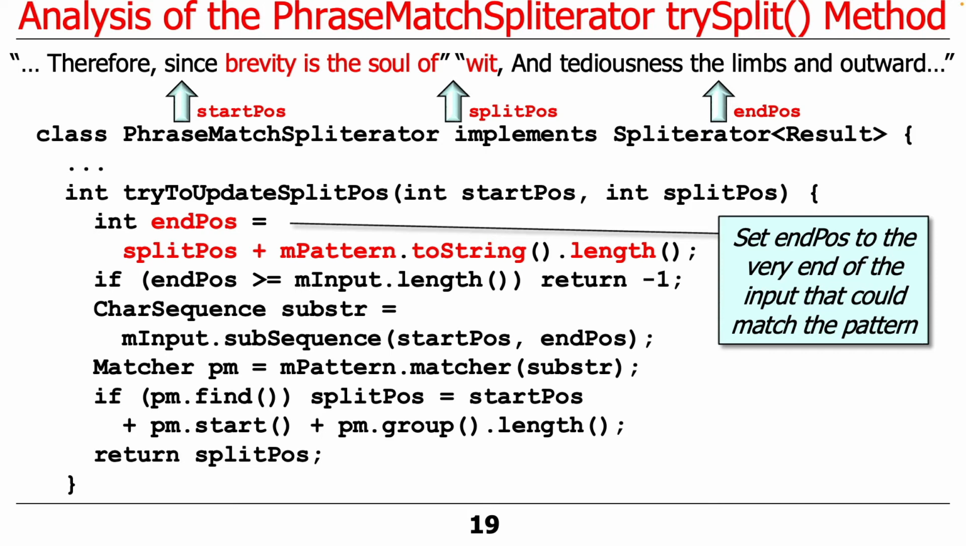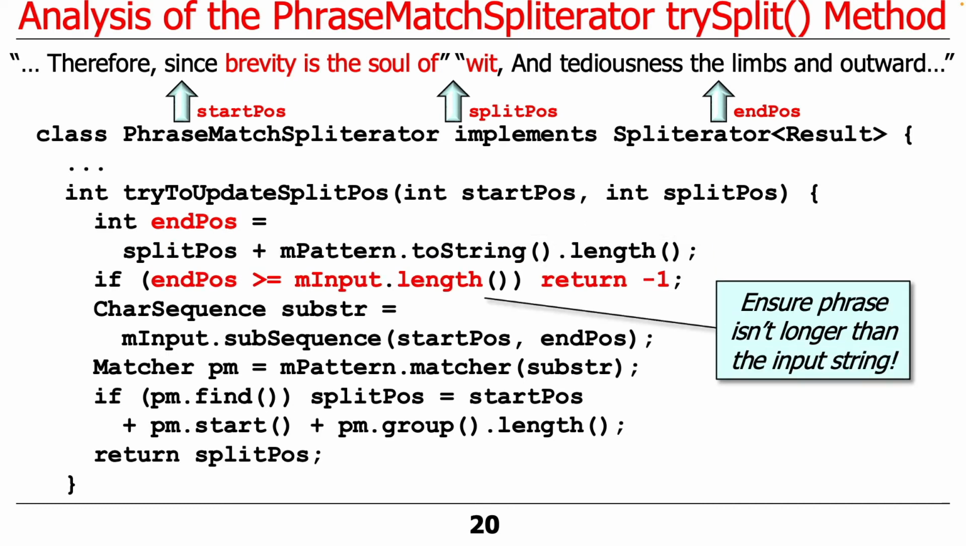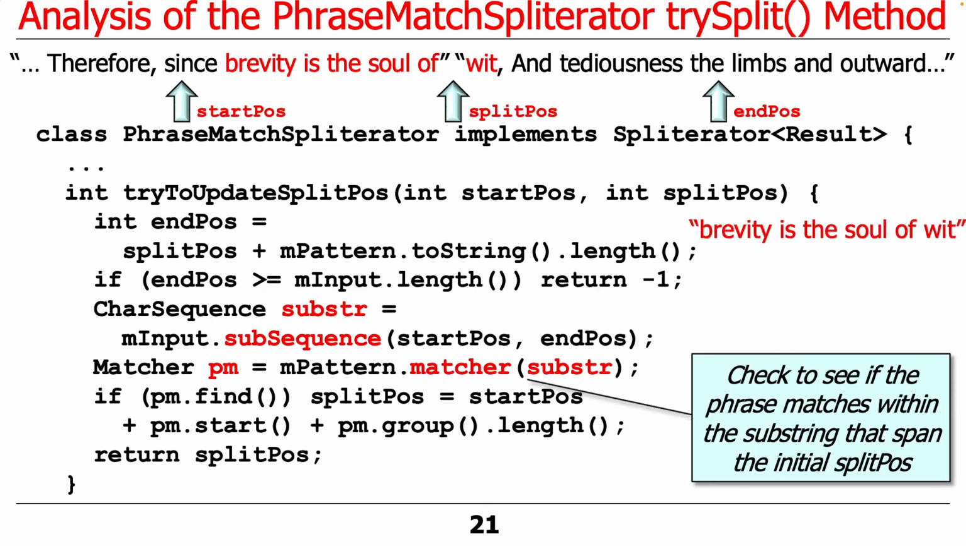So this tells us where the very end of the input is that could match the pattern. So what we're going to do is look from start pause to end pause. We're going to look to see if the phrase is anywhere within there. And the reason we do that is because it could straddle at various points. If the phrase is not longer than the input string, we're fine. If the phrase is longer than the input string, then again, let's just bail out and not do any more splitting. Here's where we get really clever.